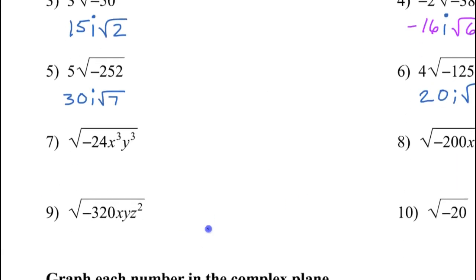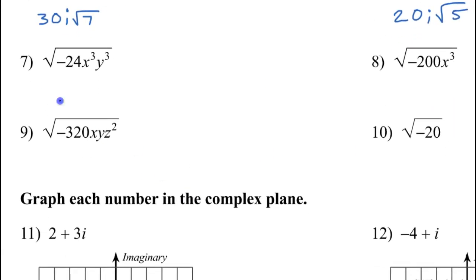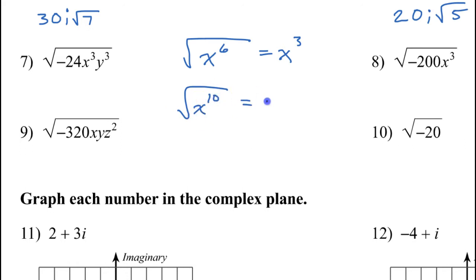Okay, what about number 7? Alright, so look, now we have some that have variables in them. So let's take a moment and talk about how variables work. If I want to do, say, the square root of x to the 6th power, that is going to be x to the 3rd power. So basically I just divide by 2. Okay, so if I had the square root of x to the 10th power, that would be x to the 5th power, for example. Now, what if it's an odd number?